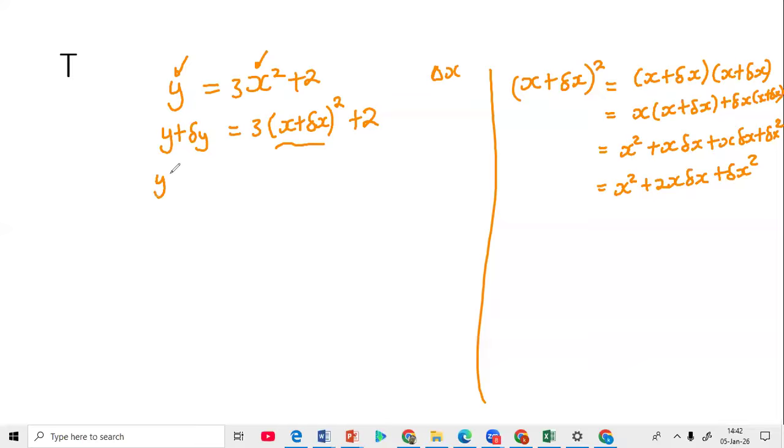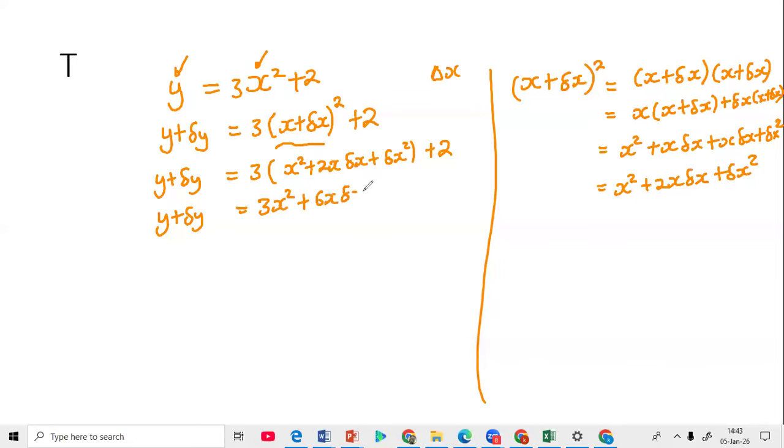So allow me to say this is going to be y plus delta y is equal to 3 into x squared plus 2x delta x, then plus delta x squared, then plus the 2. Now, when you reach here, you can open up your brackets because this 3 can enter. So you get 3x squared plus 6x delta x, then plus 3 delta x squared, then plus 2.